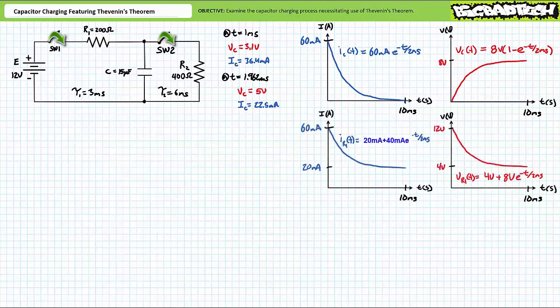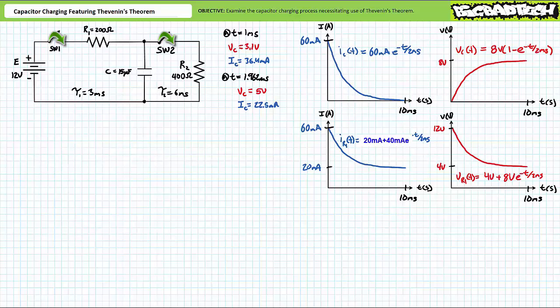Current through R1 experiences an initial surge of 60 milliamperes, which decays to 20 milliamperes over 10 milliseconds. One could express this as a time-variant function as IR1 of t equals 20 milliamperes plus 40 milliamperes times e to the negative t over 2 milliseconds, where 60 milliamperes is the initial value, 20 milliamperes is the final value, and 40 milliamperes is the differential spanned over 5 time constants of 2 milliseconds each, or 10 milliseconds.